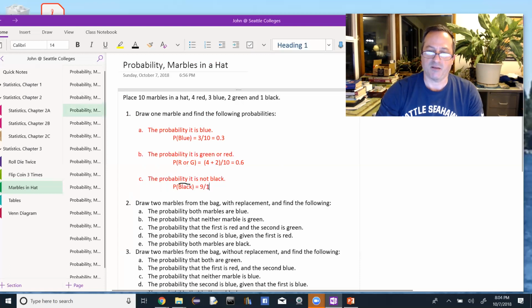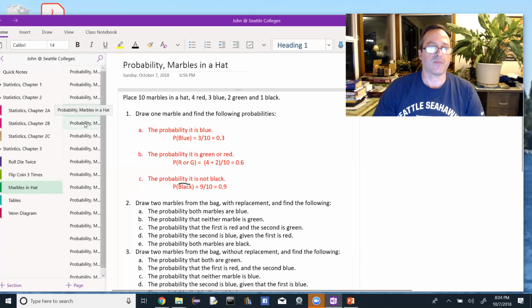And the probability it is not black: 9 of the marbles are not black, so 9 out of 10. I could also think of not black as 1, the total probability, minus what if it was black, 1 out of 10. 1 minus 1/10, again, 9/10.